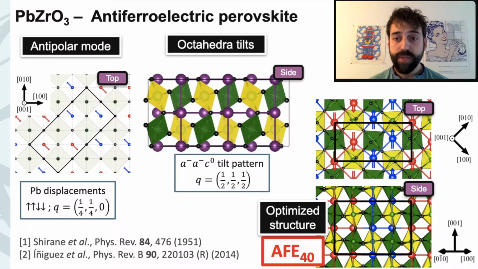Overall, the full optimized structure, which you can see on the right, contains 40 atoms per unit cell and is known as the ground state of lead zirconate. We will label this structure as AFE40 for the rest of the talk.